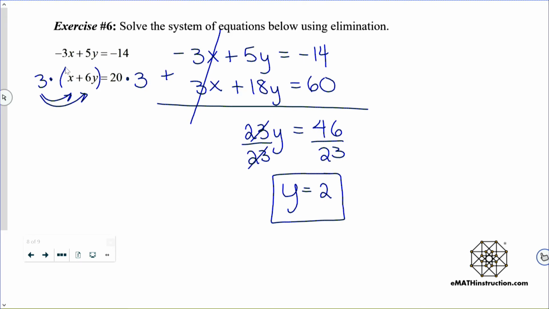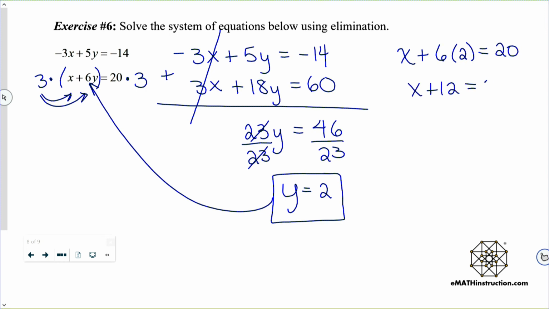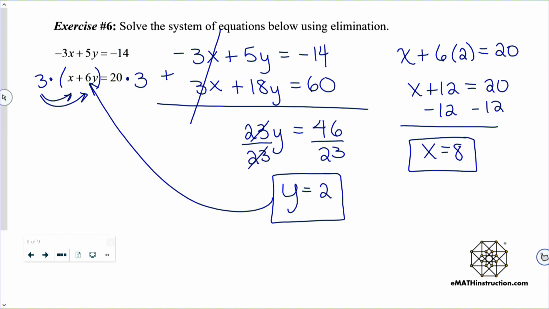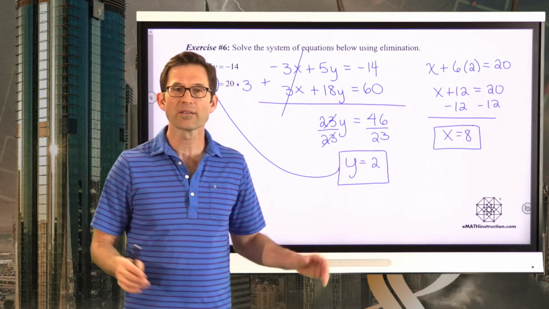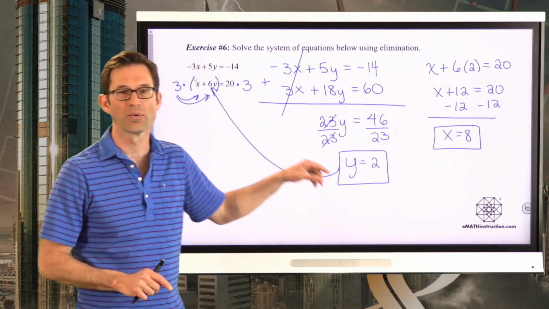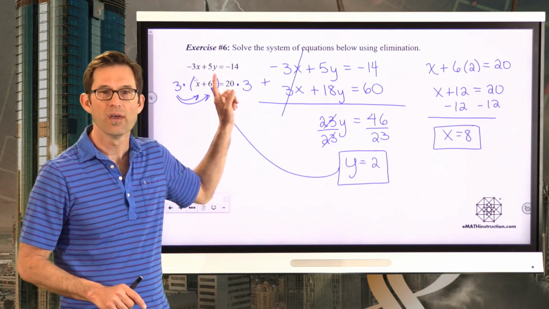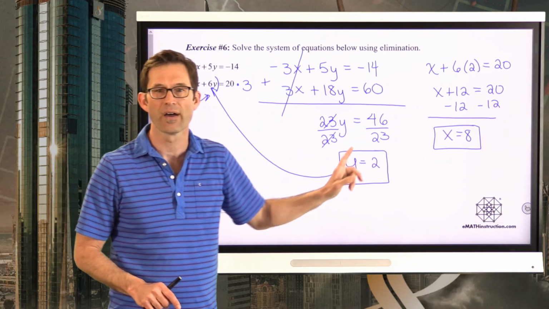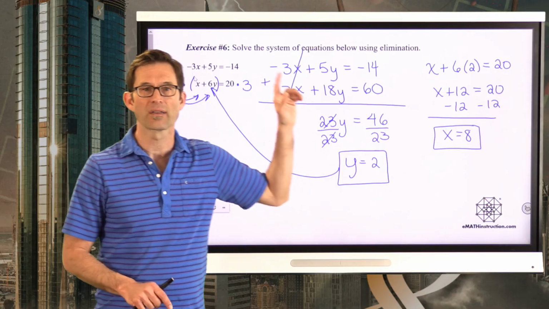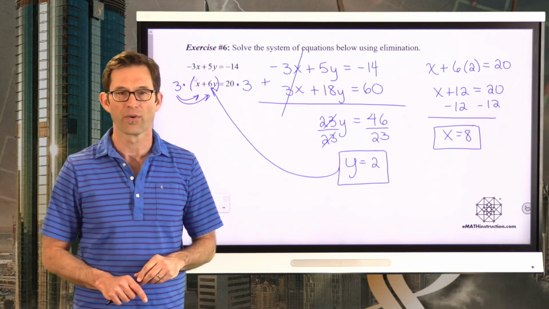I now want to figure out what my x variable is. I think it's going to be easiest to plug it into this original equation, which I can do. x plus 6 times 2 is equal to 20. x plus 12 is equal to 20. Subtract 12 from both sides, and x is equal to 8. And that's it. You know, we could always then check to make sure it's correct by taking x equals 8, y equals 2, and substituting it into this equation. That's the one equation we didn't use to produce the x value once we knew the y value. And if it then checked in this equation, we would know for certain we got the right answer.